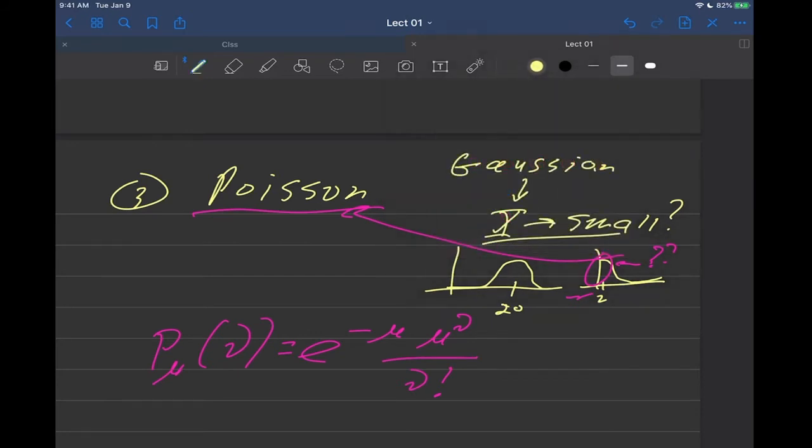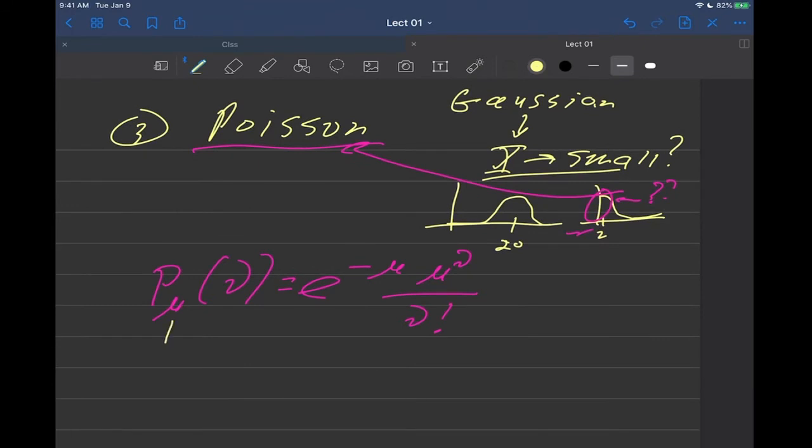I'll let you look at it a little bit, but just keep in mind that the mu here is your average value. So it's like the capital X in the Gaussian. The average value here is usually kind of small, 2, 1, 0, something like that. Okay? And nu here, this is your independent variable.